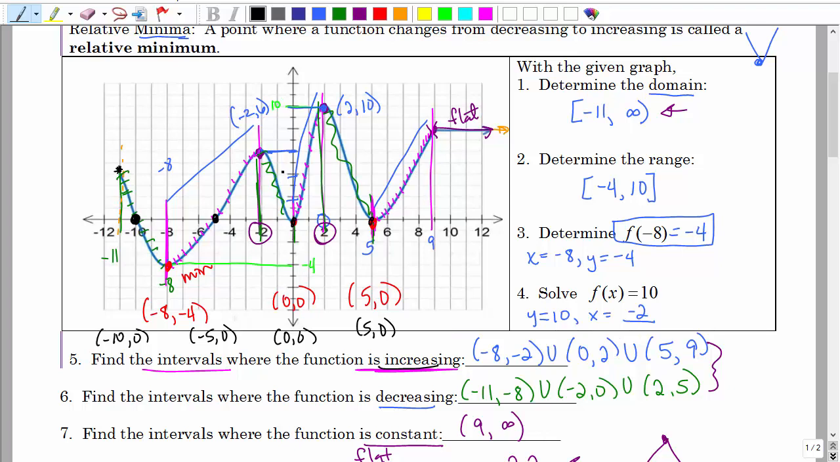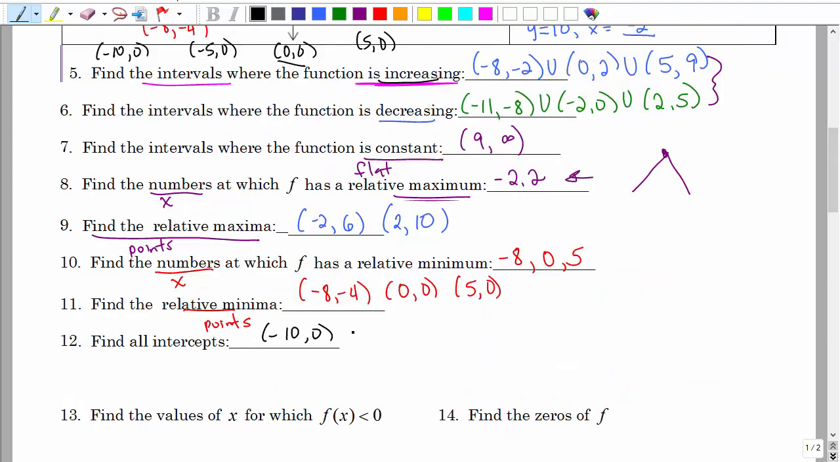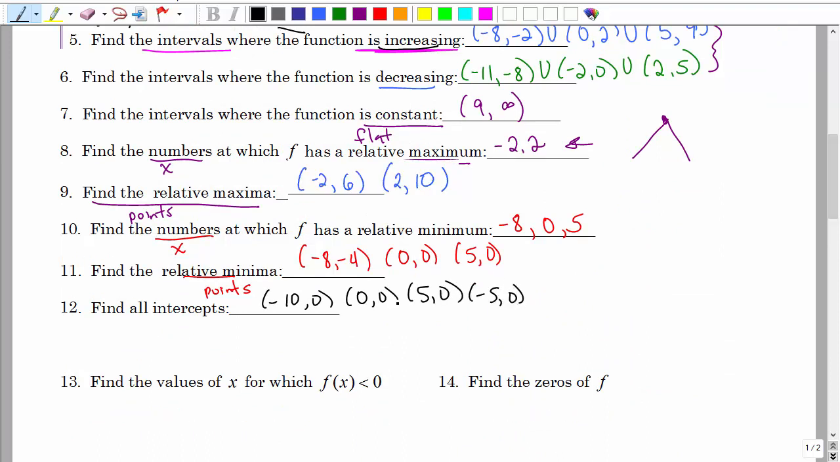Now what about the y? Well, the only time it crosses the y-axis is here at 0, 0. So we have -10, 0, 0, 0, 5, 0, and -5, 0. And again, this one is an x and a y intercept.